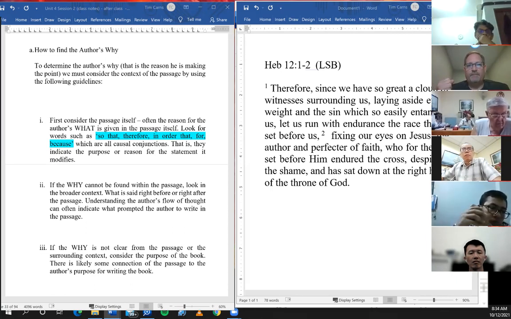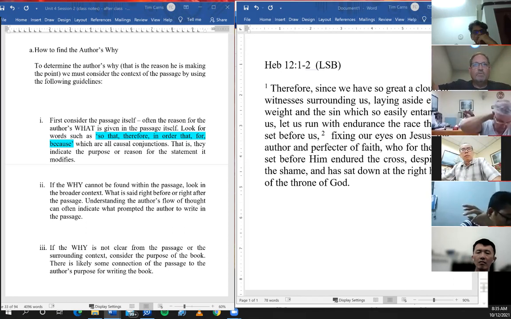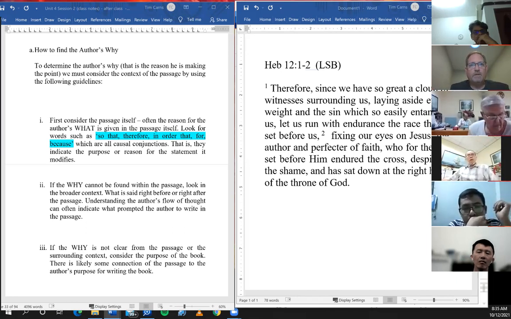You have to know why. If you don't, you could misinterpret his point. And by the way, if you understand the author's why, that's going to help you as you teach the passage to your hearers, because the author's reason often is the same reason or application that we will have for our hearers. And I'll show that to you next week.